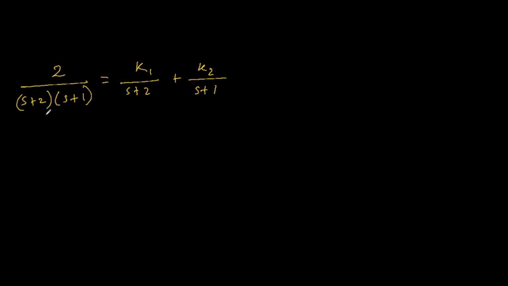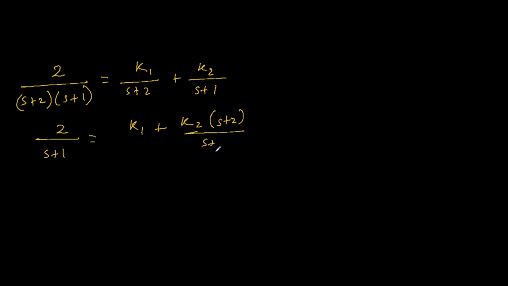First, we multiply through by one of these terms in the denominator. So for example, let's multiply everything through by s plus 2, since s plus 2 is written first. Let's multiply both sides by s plus 2. If we multiply both sides by s plus 2, we're left with 2 over s plus 1 being equal to k1 plus k2 into (s+2) over (s+1). Now, by doing this, we have a term here, k1.